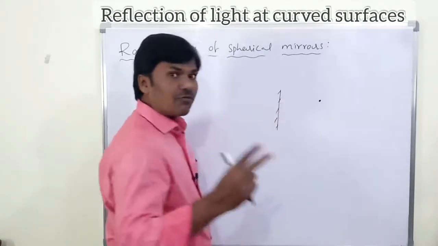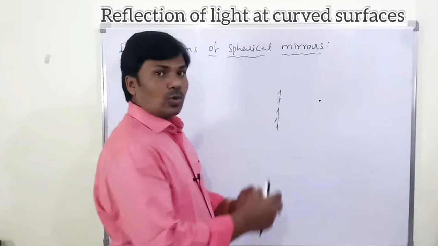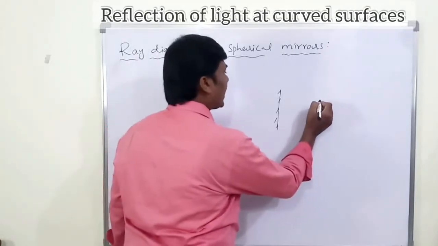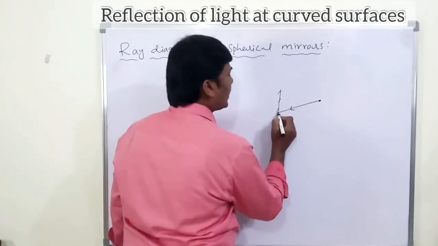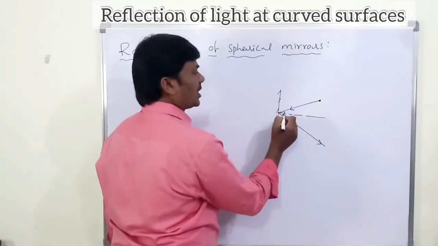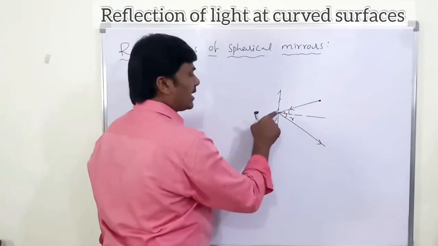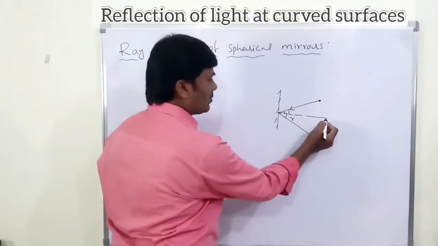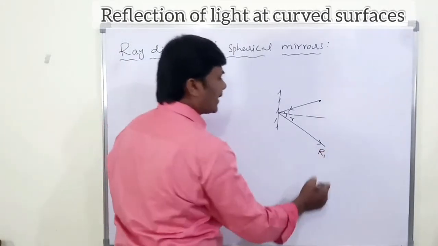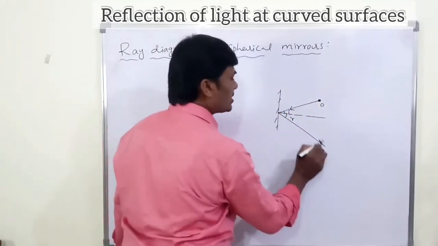To draw the image of any object we need at least 2 light rays from the object. Minimum 2 light rays should be incident on the mirror from the object. Generally we take a light ray from the object which is incident and reflects back. While it is incident and reflecting, it must follow the laws of reflection. What is the law of reflection? Angle of incidence is equal to angle of reflection, and the incident ray and the reflected ray must be on either side of the normal. This is a normal drawn to the plane mirror. So this is one light ray, ray 1. This light ray from the object came and was incident on the mirror.